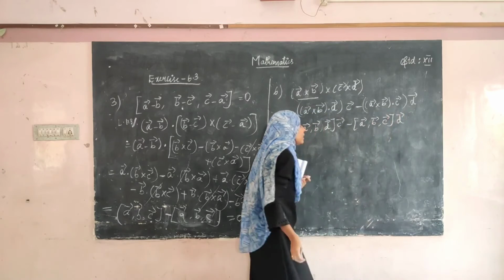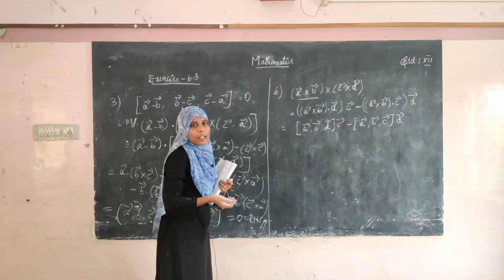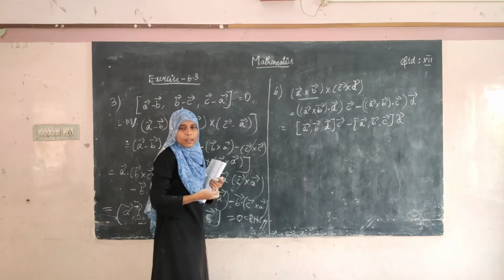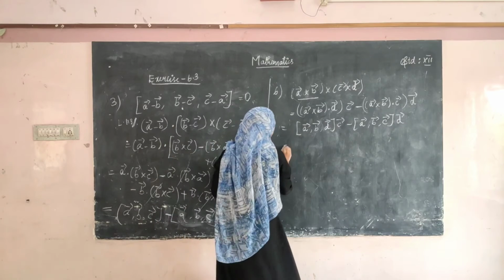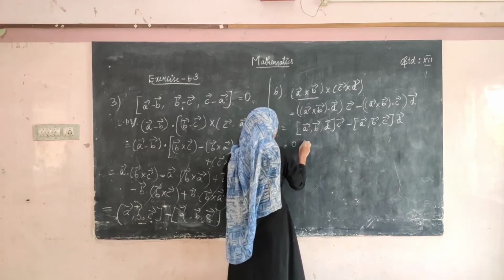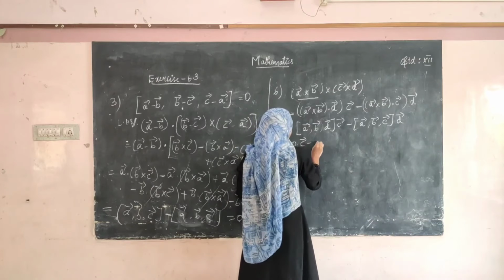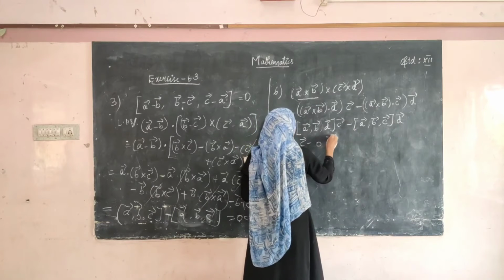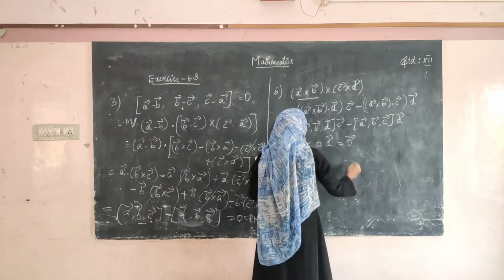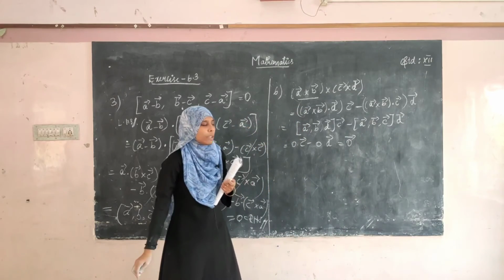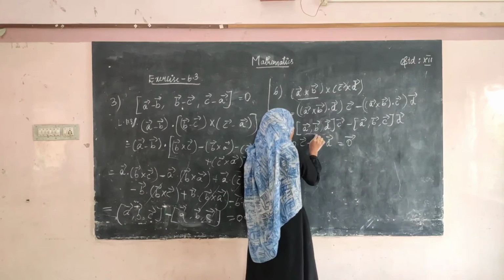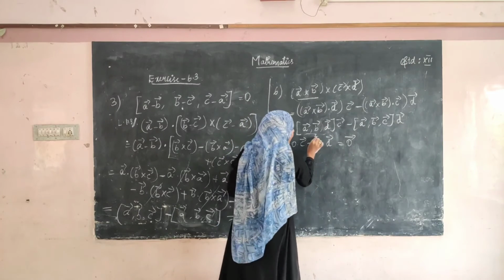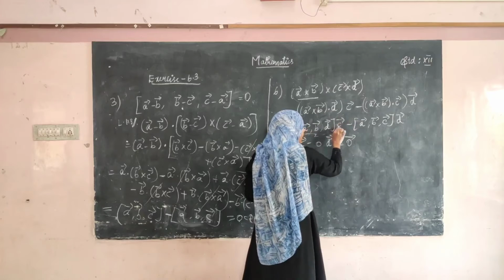What they have given is that A, B, C, D vectors are coplanar vectors. Coplanar vectors means the box product of any 3 vectors will be equal to 0. So therefore this becomes 0, 0 into C vector minus this becomes 0, 0 into D vector. So the answer is 0 vector. Why we are writing vector is, for a box product you will get one value, and that value we are going to multiply with the vector.